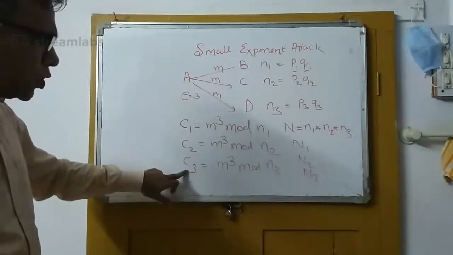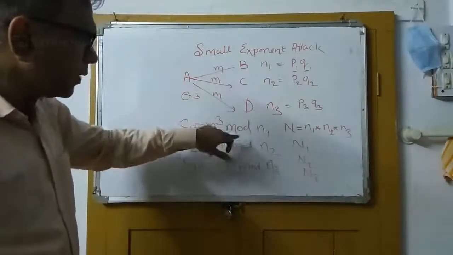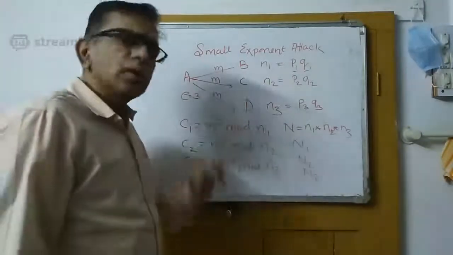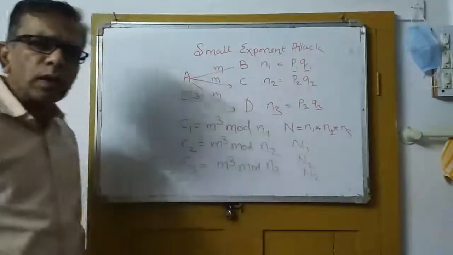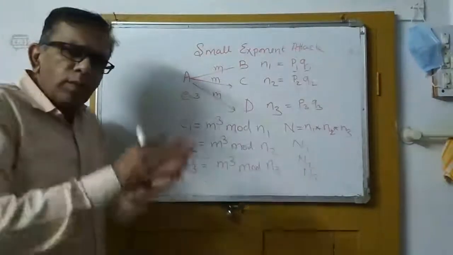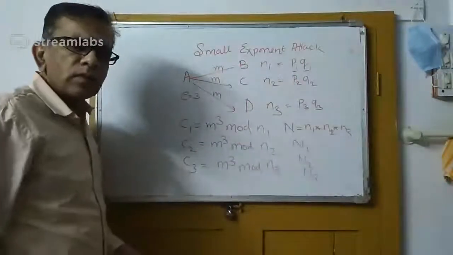He knows these three values. He is not aware what the message is. But he is also aware that the exponent that is used is 3. With these assumptions, we have continued. Since this N1 is available in the public domain, it is easy to do this equation.